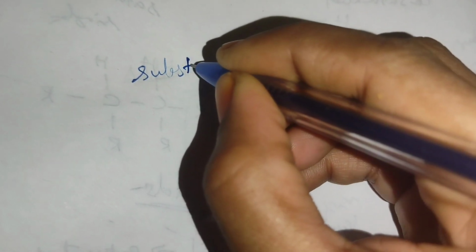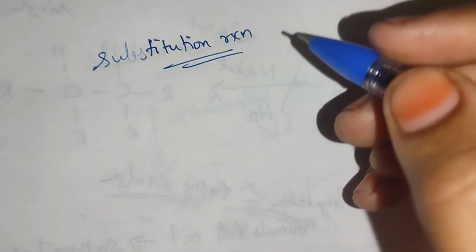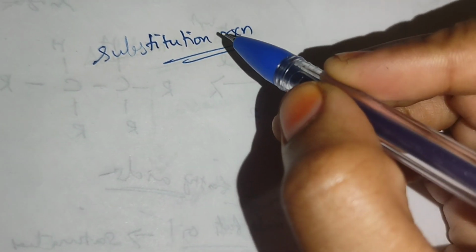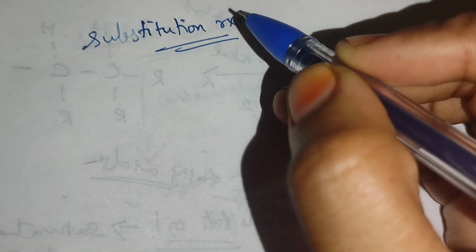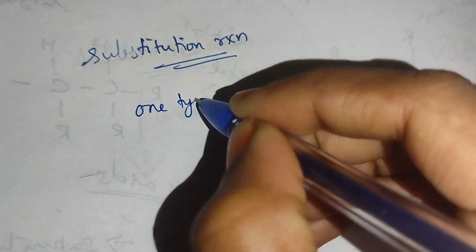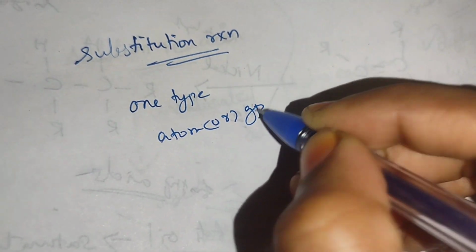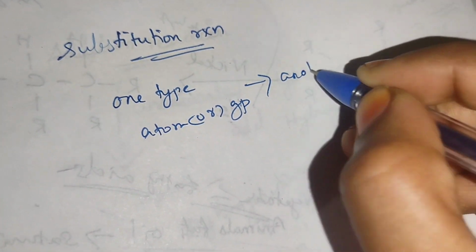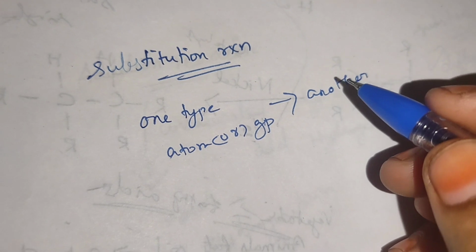Next reaction is the substitution reaction. What is meant by substitution reaction? In this reaction, one type of atom or a group of atoms takes the place of another. One type of atom or group of atoms takes the place of another. So that is known as a substitution reaction.